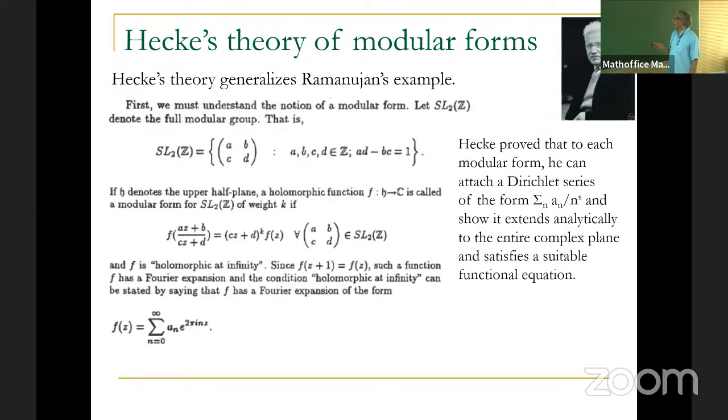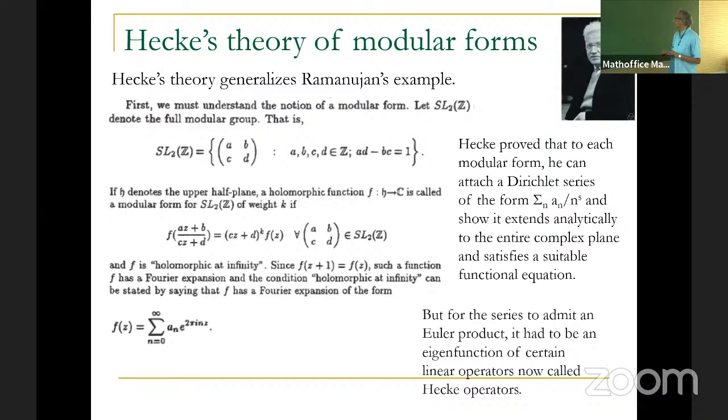And Hecke proved that to each modular form, he could associate a Dirichlet series, extend it analytically to the entire complex plane, and satisfy a suitable functional equation. But for the series to have an Euler product, it had to be an eigenfunction of a family of linear operators called Hecke operators. And so there's this interesting theory. The multiplicativity of the tau function was a special case in point.